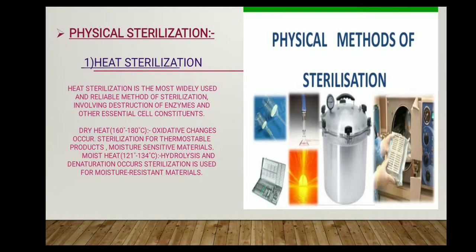Heat sterilization is the most widely used and reliable method of sterilization, involving destruction of enzymes and other essential cell constituents. Dry heat, 160 to 180 degrees Celsius, oxidative changes occur. Sterilization of thermostable products and moisture sensitive material. Moist heat, 121 to 134 degrees Celsius, hydrolysis and denaturation occur. Sterilization is used for moisture resistant material.